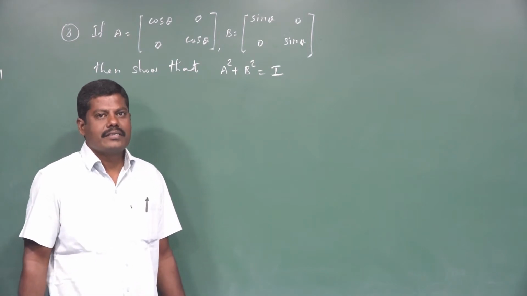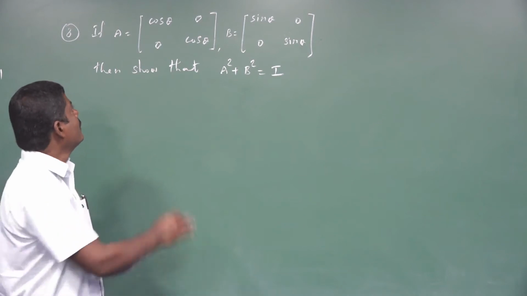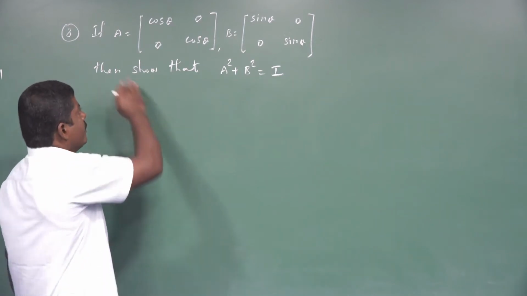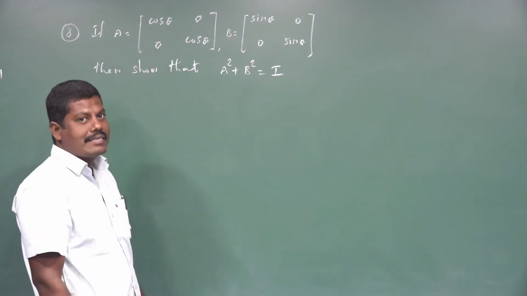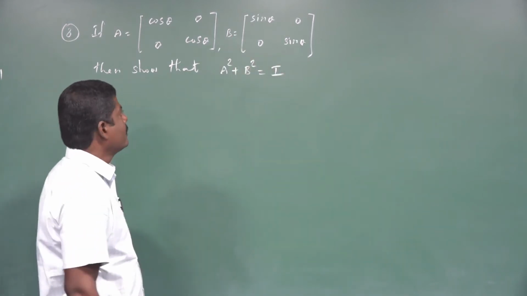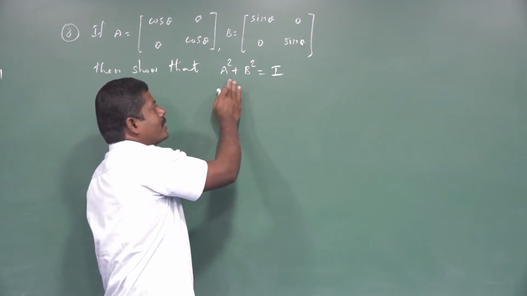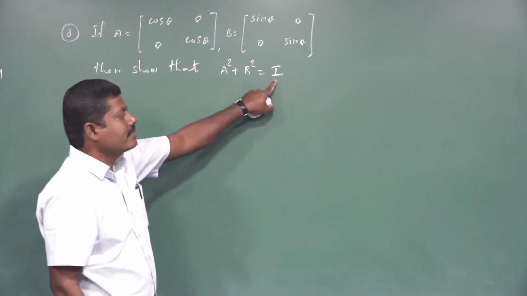Good morning, students. Today we are going to discuss algebra, exercise 3.18, 8th question. If A is equal to a 2 by 2 matrix and B is equal to a 2 by 2 matrix, using the two matrices you want to show that A square plus B square is equal to the identity matrix I.